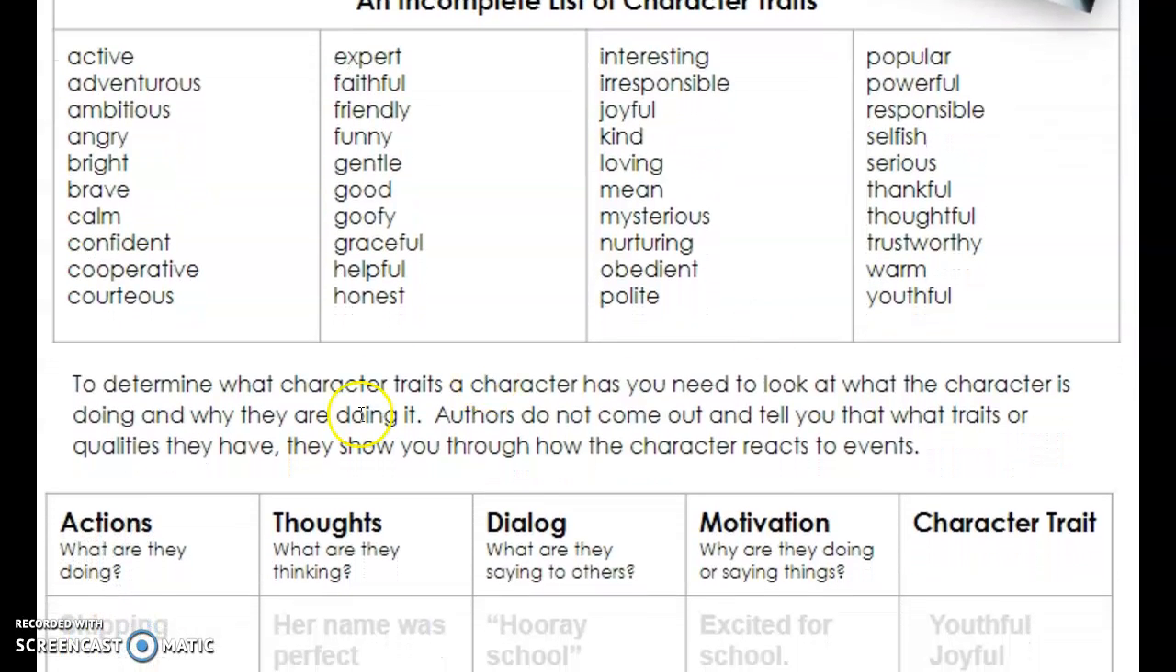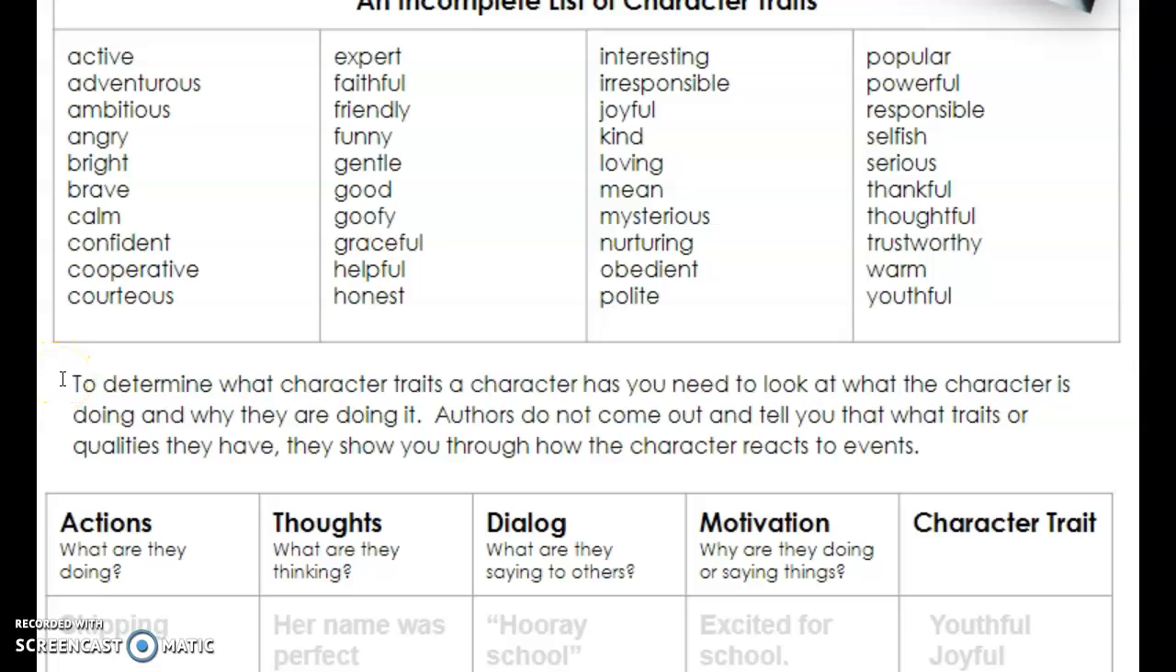Now, here we have an incomplete list of character traits, meaning that there's so many character traits that we couldn't possibly list them all on a single page. But some of the things that I already mentioned are down here, like kind, but we also have things like selfish, serious, youthful. That would be something. You can even be an old person but still be youthful because you act childlike.